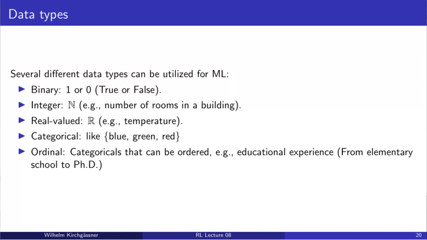And we have categorical data types. That is, for example, classes like blue, green, and red that might have no ordinal context to each other. We can't say blue is bigger than red. We can't say red is smaller than yellow. Maybe on a spectrum we could do that, but usually there are variables where that's not so easy. And we also have categorical variables that do have an order, or that are easily put into an order, like educational experience.